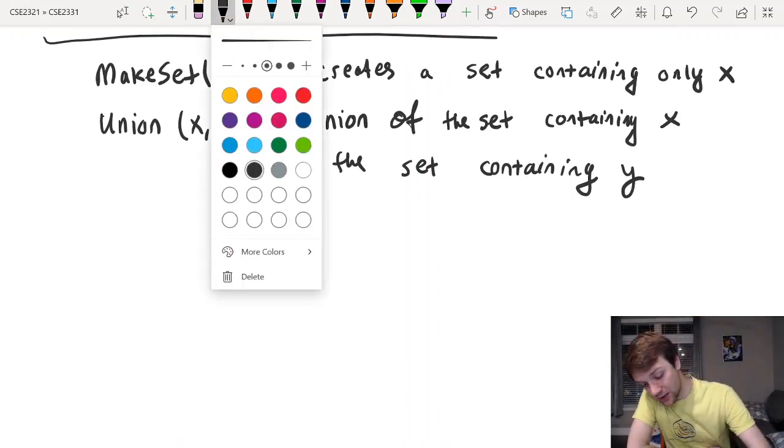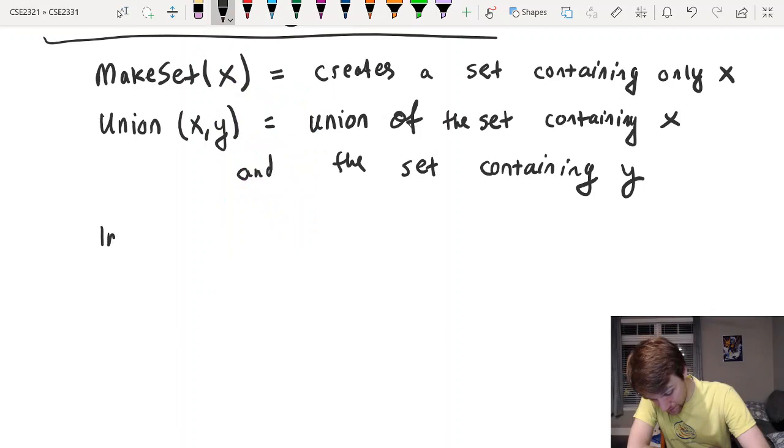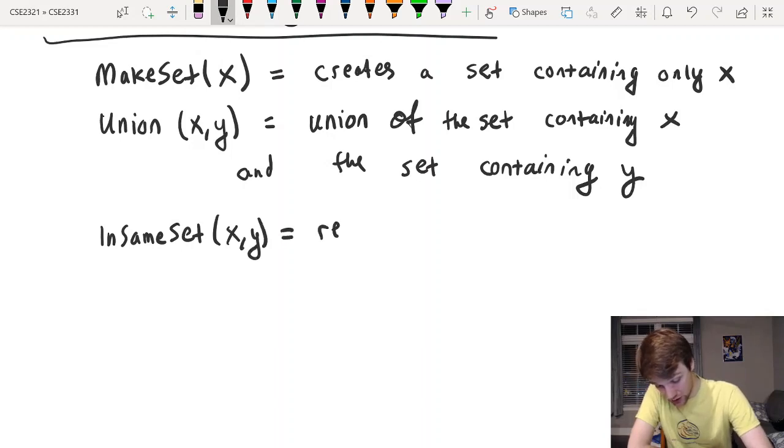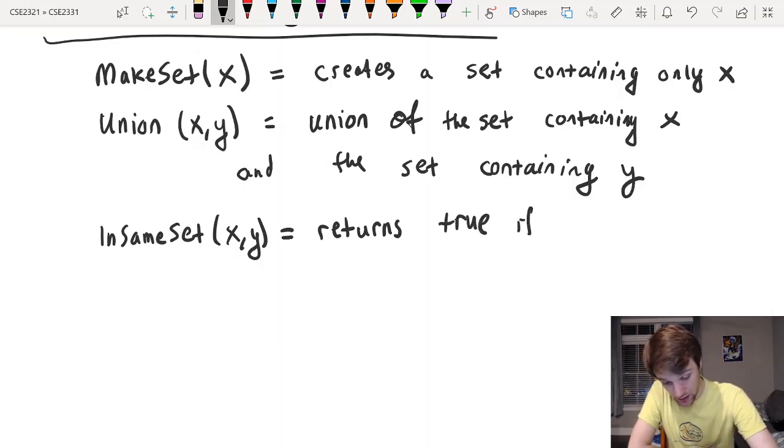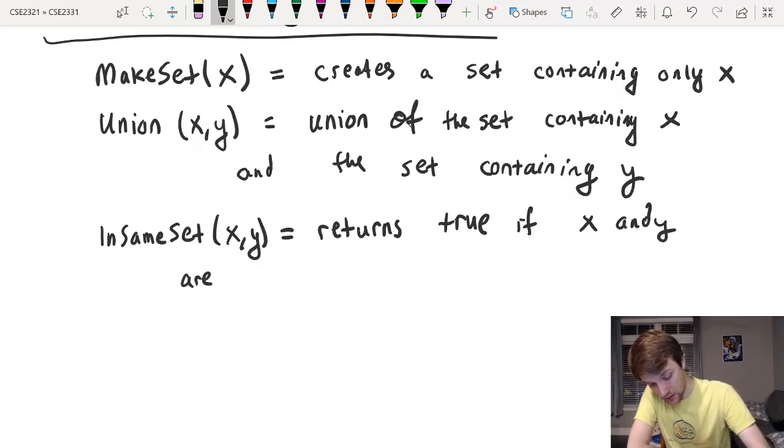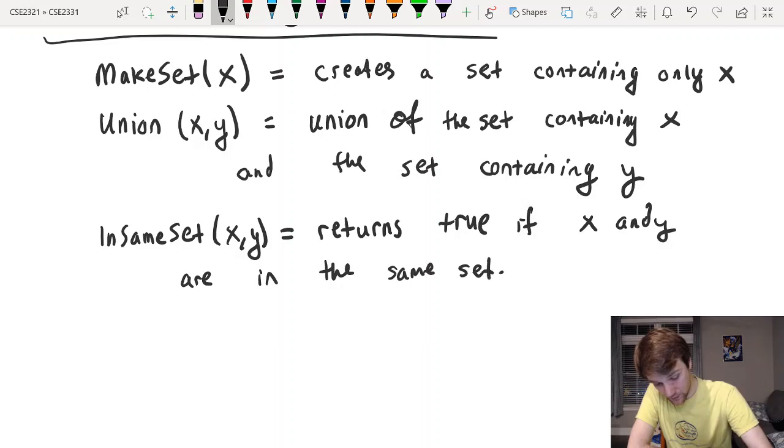Another operation that we have is in same set X, Y, which returns true if they're in the same set. It's not a particularly inventive function. Returns true if X and Y are in the same set.